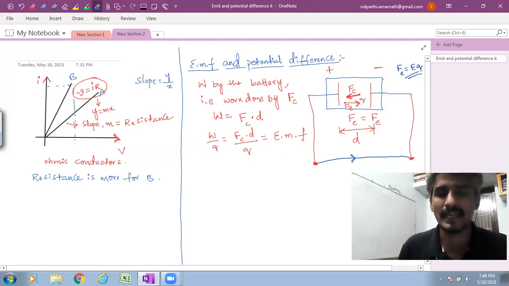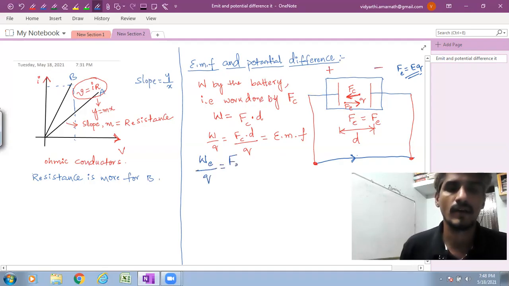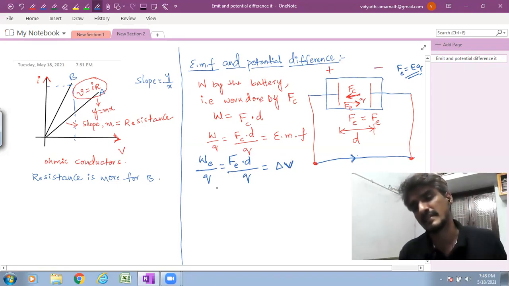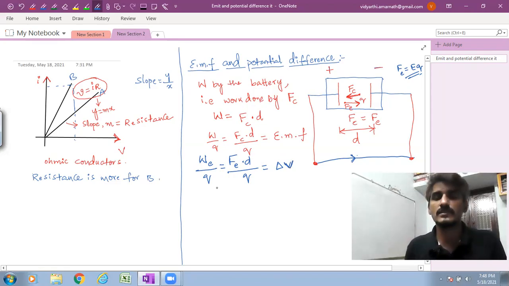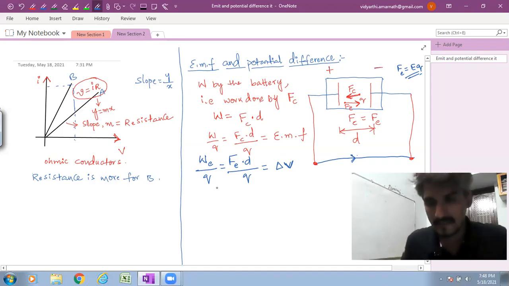So if we consider inside that battery, then work done by electric force per unit charge can be written as potential difference. It is as simple as that, potential difference. Work done by electric force is explained as potential difference. Work done by chemical force is explained as e.m.f.